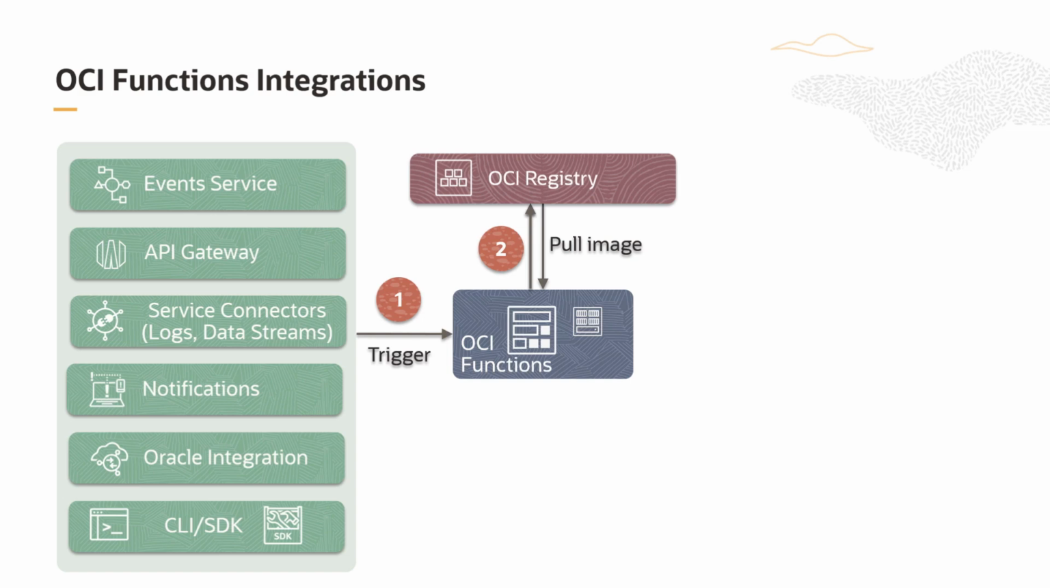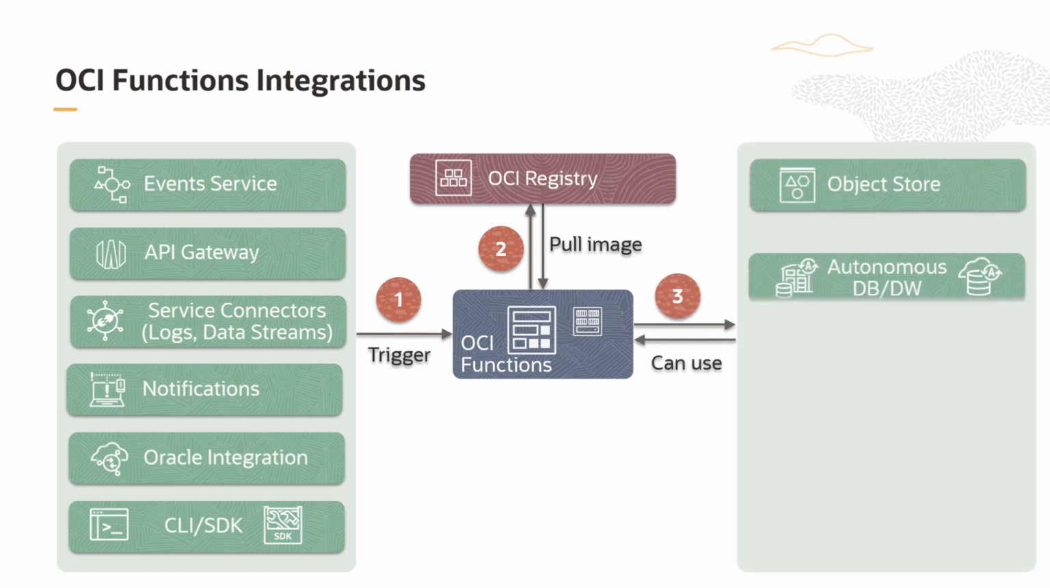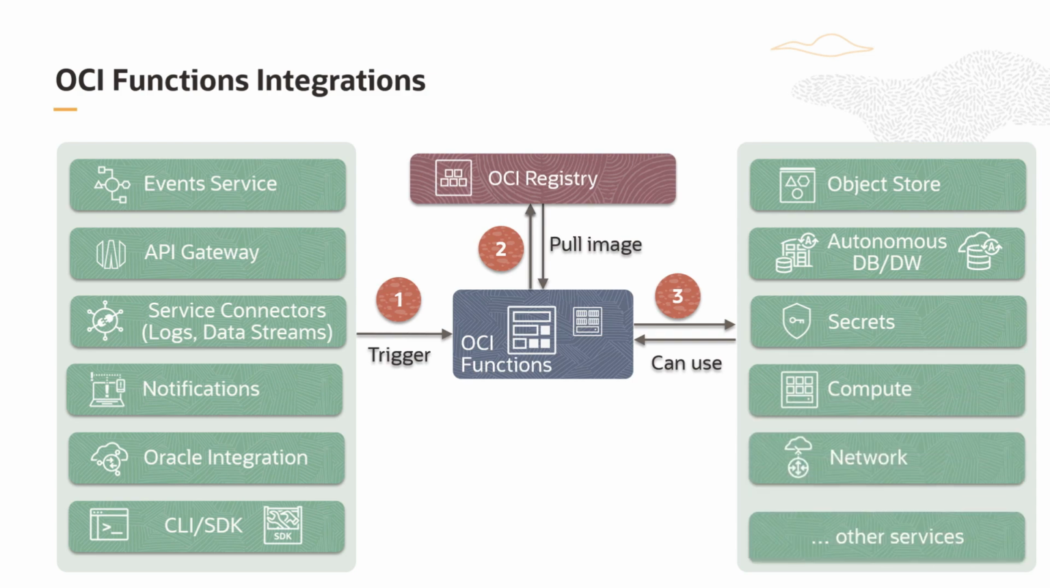While your function is running, it has access to a wide range of downstream services. For example, your function can interact with object storage to read or write data, connect to an autonomous database for advanced data processing, or leverage compute resources for additional computational power. It can also securely access sensitive information using the secrets service, manage networking configurations, and much more.